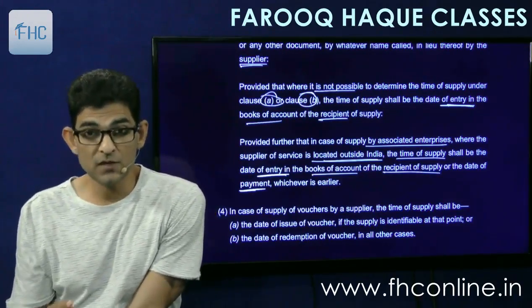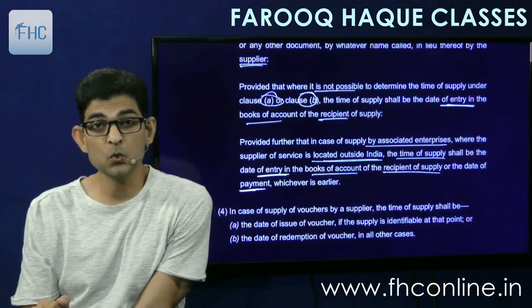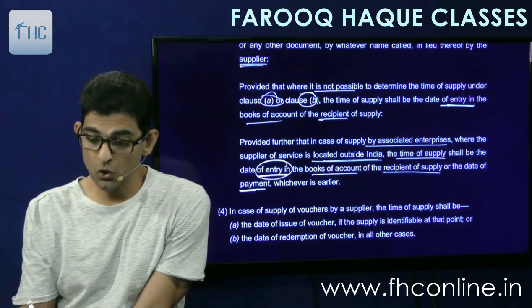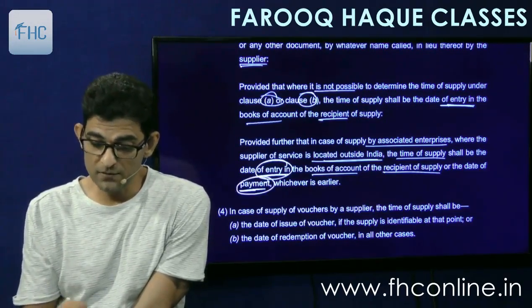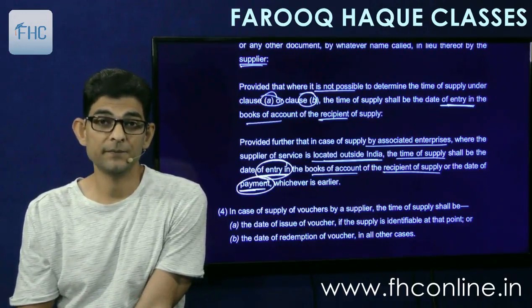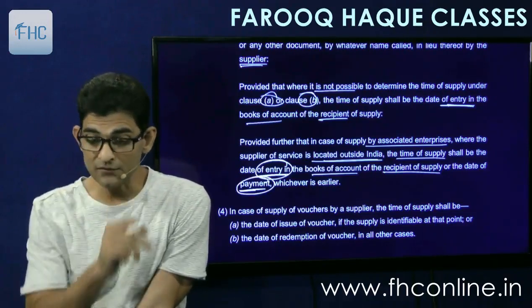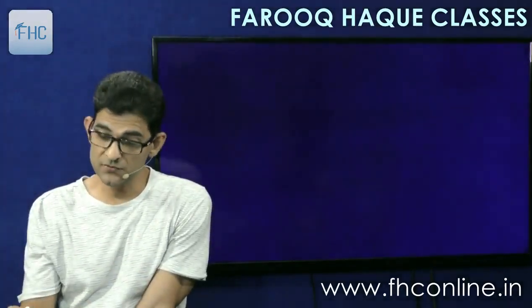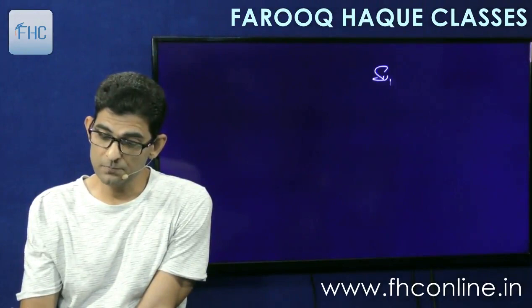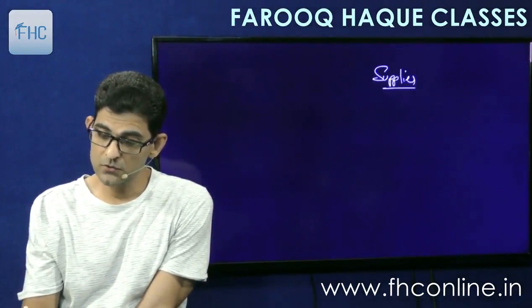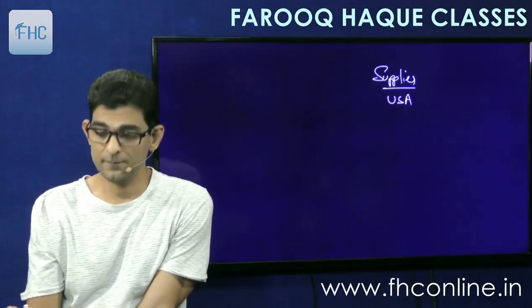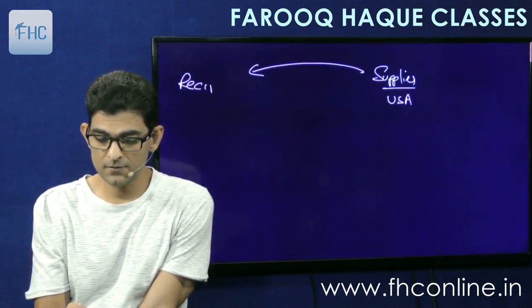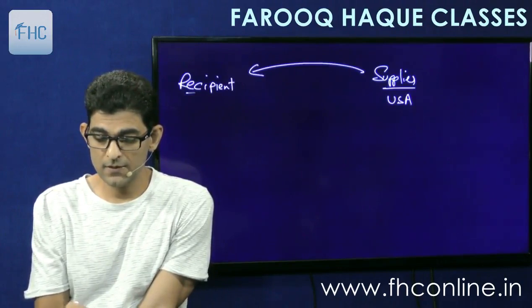So we are going to compare two things. If the service is received from an associated enterprise, books of entry in the books of accounts, or the date of payment, whichever is earlier. Okay, so let us understand this point very carefully. Let us take an example of import of service. So the supplier is located in USA and the recipient is in India.